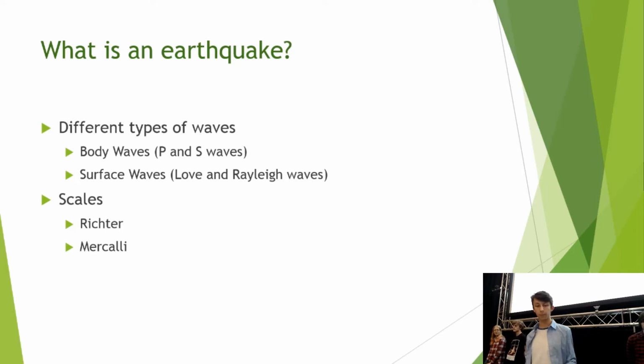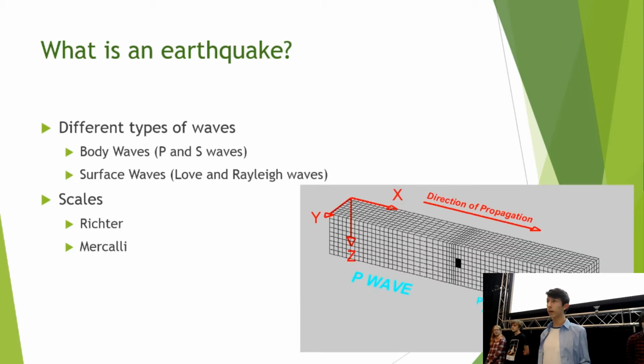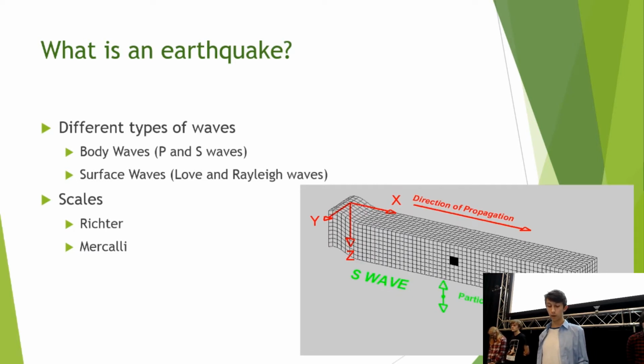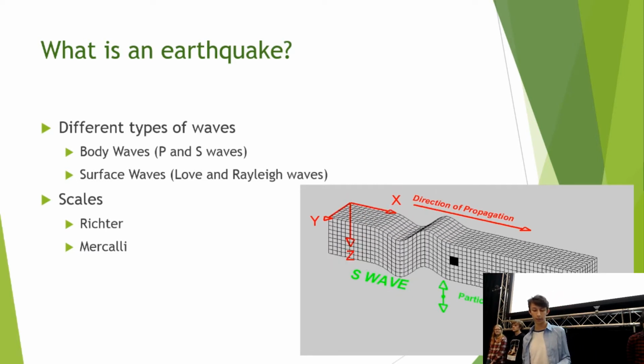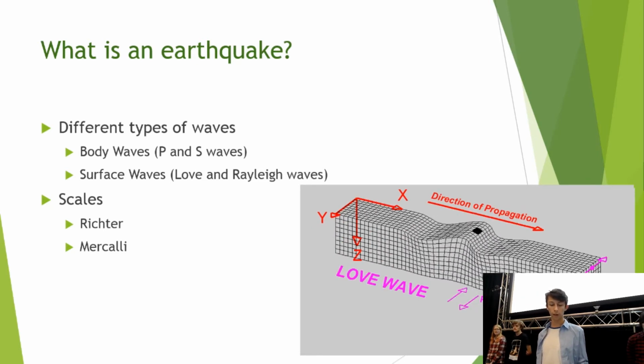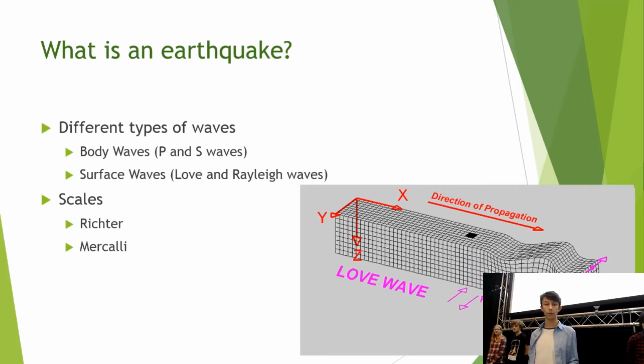Body waves consist of P and S waves. P waves move much faster than S waves and oscillate parallel to the direction the wave is travelling in. S waves oscillate perpendicular to the direction the wave is travelling in, which is why they can only travel through solids. Surface waves consist of Love and Rayleigh waves.